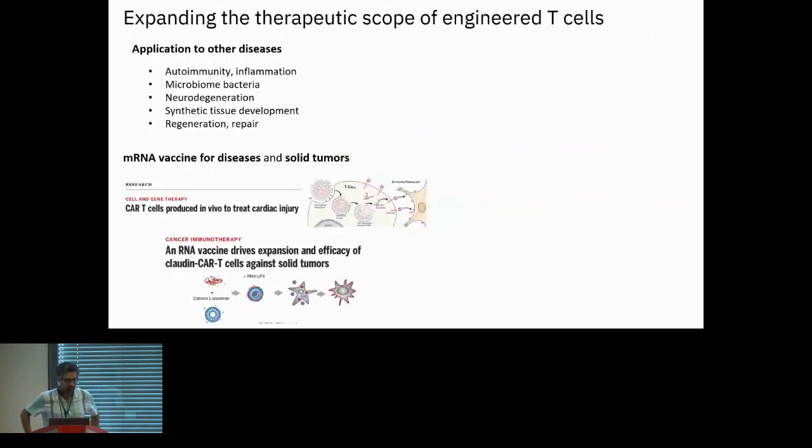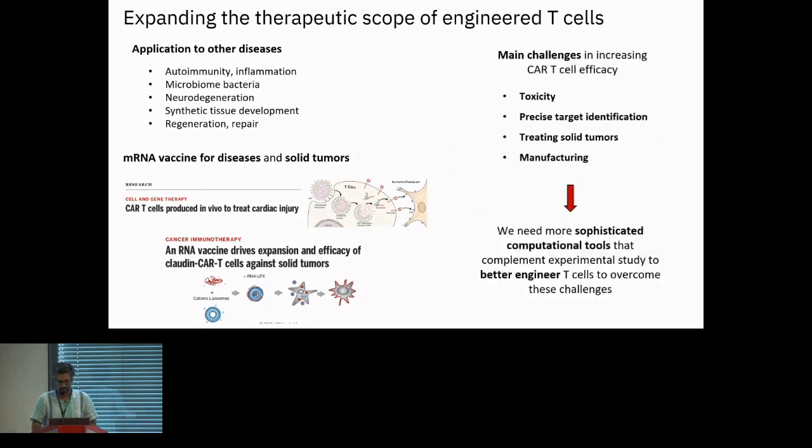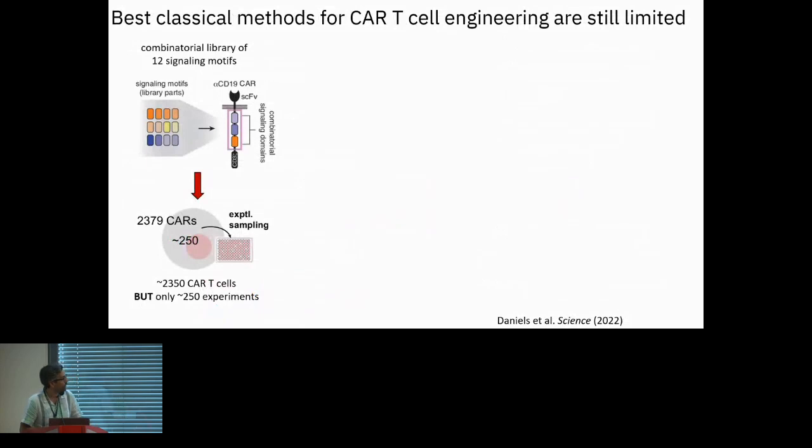To expand the therapeutic scope and engineering, we want, for instance, to focus not just on cancer but on solid tumors, since it was done mostly for liquid tumors. Solid tumors are a different task, as are neurodegenerative diseases and so on. There is a lot of opportunity for this therapy, but there is a series of main challenges with CAR T: its toxicity, the precise target identification, the testing, and its cost, because it's very expensive, right?